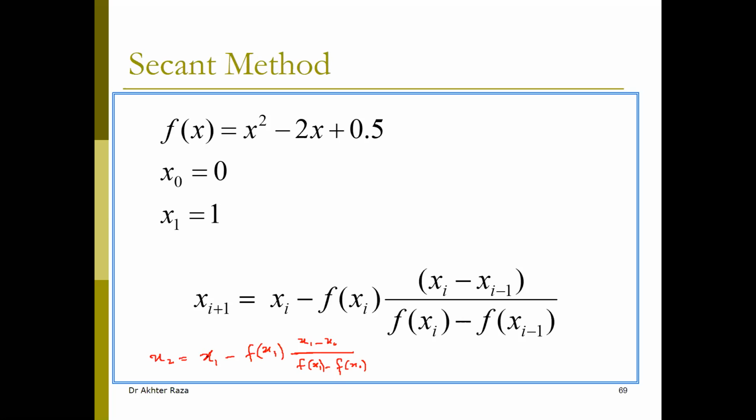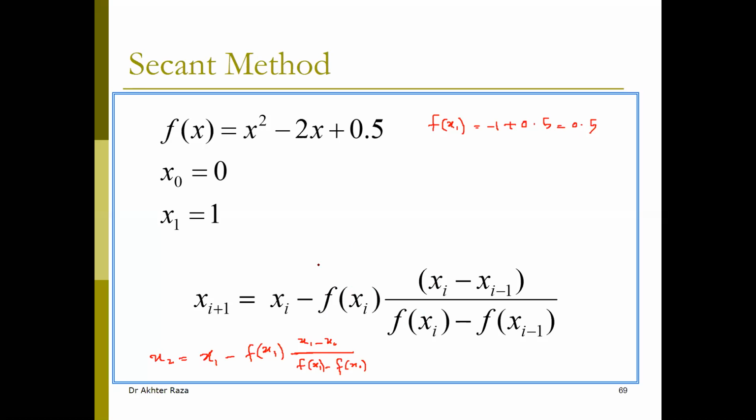The value of x1 is given to you, it is 1. So you have to put 1 here. Minus f of x1, you have to calculate f of x1. f of x1 is equal to 1 squared minus 2 into 1 plus 0.5. So 1 squared is 1, 1 minus 2 is minus 1, minus 1 plus 0.5 is equal to minus 0.5.